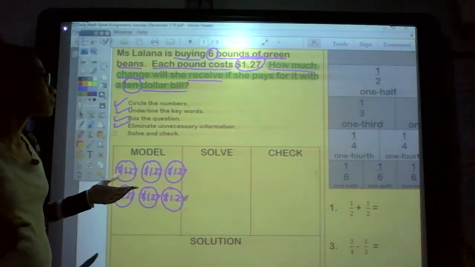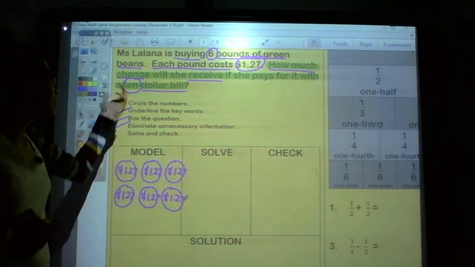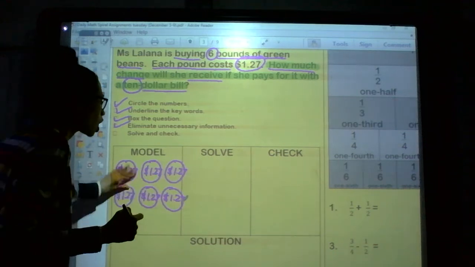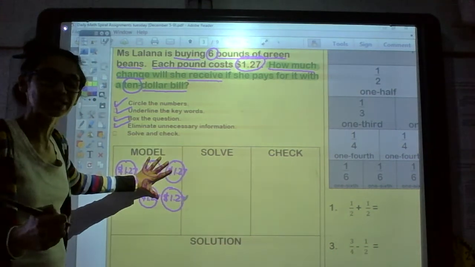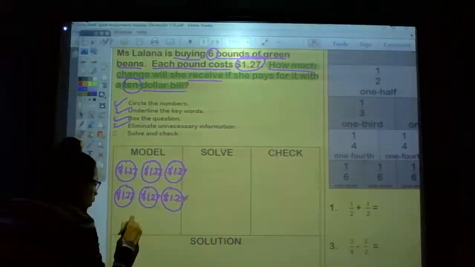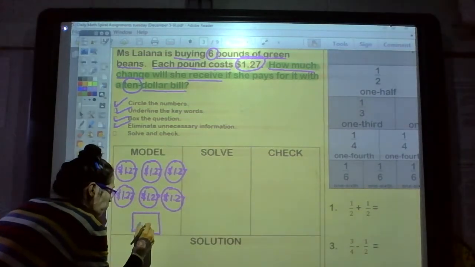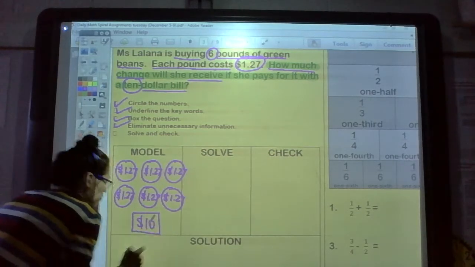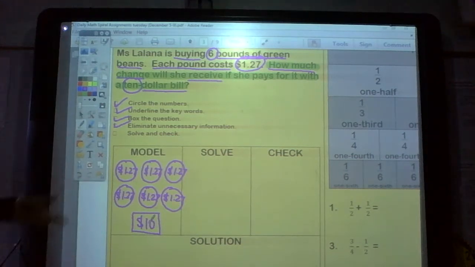There's something else I need in my picture. That $10 bill. So not only are we going to figure out how much this is, we need to figure out the change for a $10 bill. I'm just going to draw a rectangle and write $10 in there. All right, now let's solve.